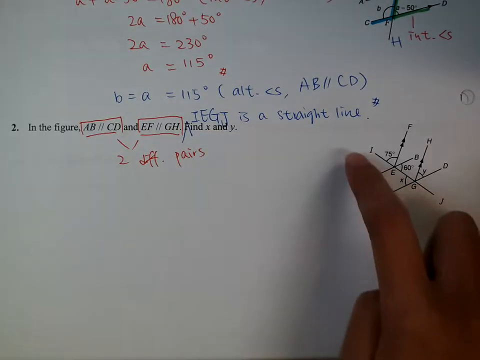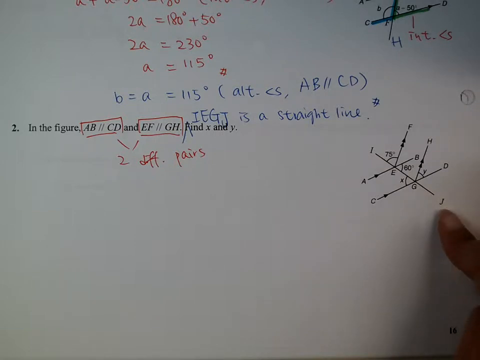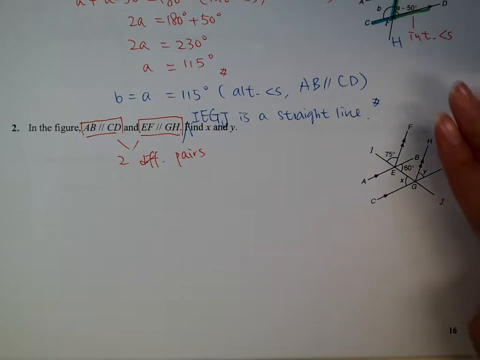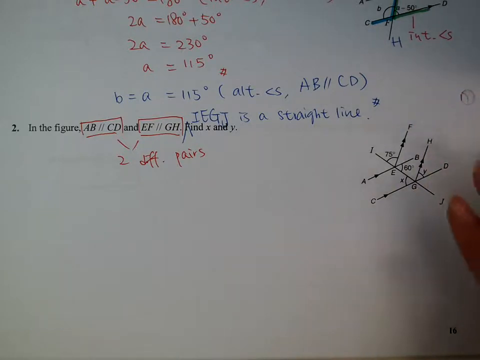And then the transversal IEGJ is a straight line. You want to find out the x and y. So every time just focus on one pair of the parallel lines. So let's see, you can find x first or y first.